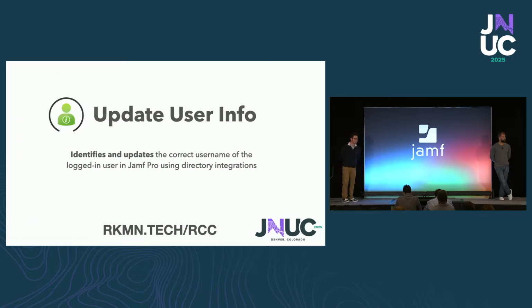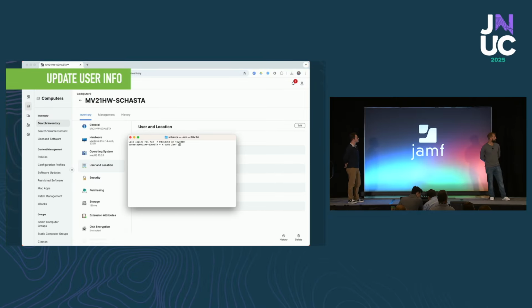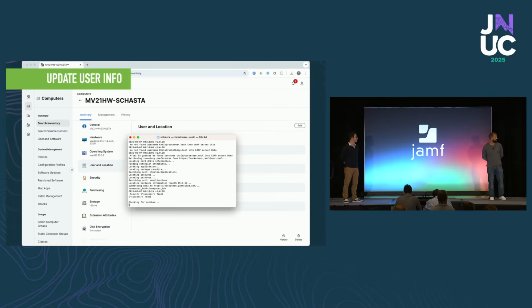Another tool here is update user info. This one's especially handy to ensure we have the correct username using directory integrations like IDP and LDAP, right? Here we can see on the device we are missing a good amount of information. So once we run this on the device, it'll actually do all this in the background, of course, through a policy. We try to minimize how much we bother the user.